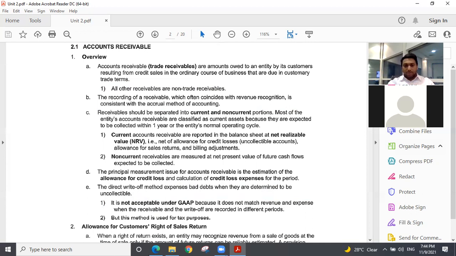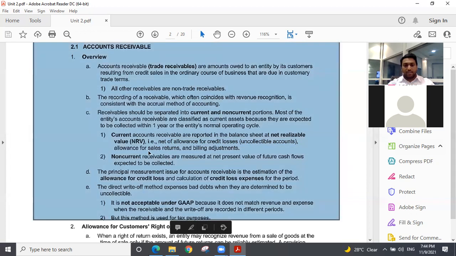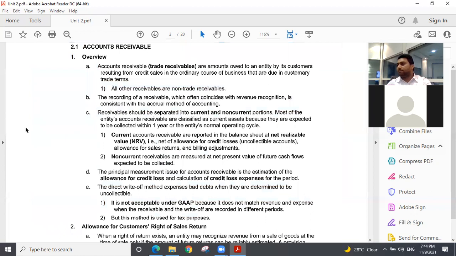Current accounts receivables are reported in the balance sheet at the net realizable value, that is net of allowance for credit losses, allowance for sales returns and billing adjustments. Allowance for credit losses means provision for bad debts, or we call it provision for uncollectibles or allowance for uncollectibles. Then allowance for sales return means provision for sales return. So when we say accounts receivable, that is a net figure.